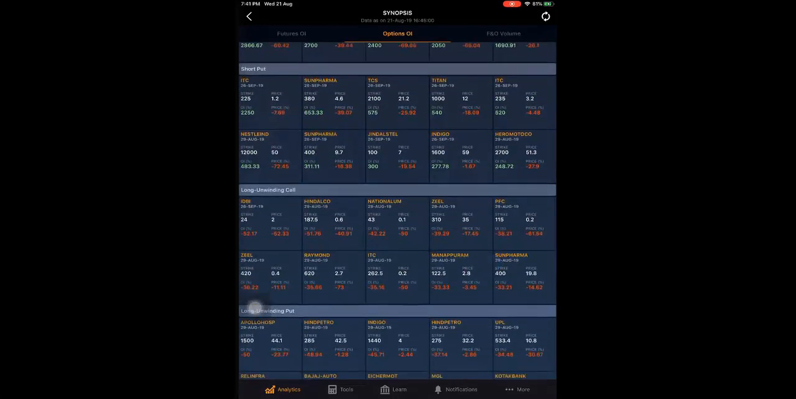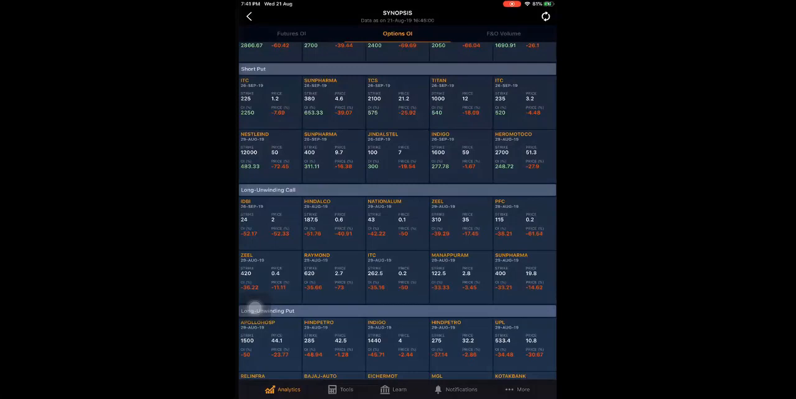So this way you have the short put. A short put is basically a little bullish. ITC saw the short getting added on the put side. TCS saw the short getting added on the put side. Then you had Sun Pharma getting the short added on the put side.